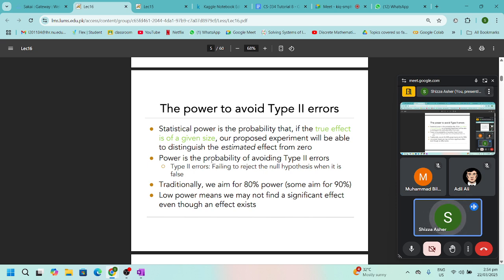So essentially, we want कि हमारी power high हो. If the power is like 80, then what does that mean? It means that there is an 80% chance. It means your test has an 80% chance of correctly rejecting the null hypothesis. ऑल राइट, 80% चांस है कि वो इनकरेक्टली नल हाइपोथेसिस को एक्सेप्ट नहीं कर लेगा जब उसने रिजेक्ट करना है.